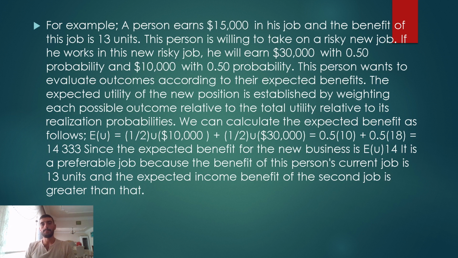For example, a person earned $50,000 in his job, and the benefit of this job is 13 units. This person is willing to take a new job. If he works in this new risky job, he will earn $30,000 with 0.5 probability and $10,000 with 0.5 probability. This person wants to evaluate outcomes according to their expected benefits.